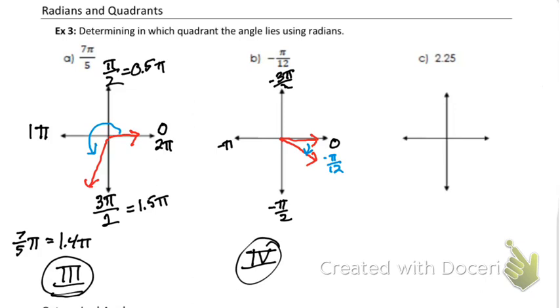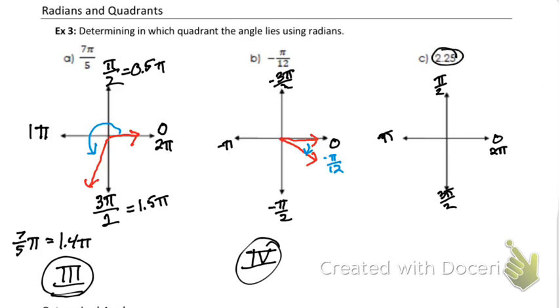All right, the final one says 2.25. Uh-oh, we don't have pi. So what we're going to do is translate things into not having pi. So we're going to approximate things. So that's 2.25. Remember how we had pi over 2 up here? Well, let's write them all down: 0, pi over 2, pi, 3 pi over 2, 2 pi.